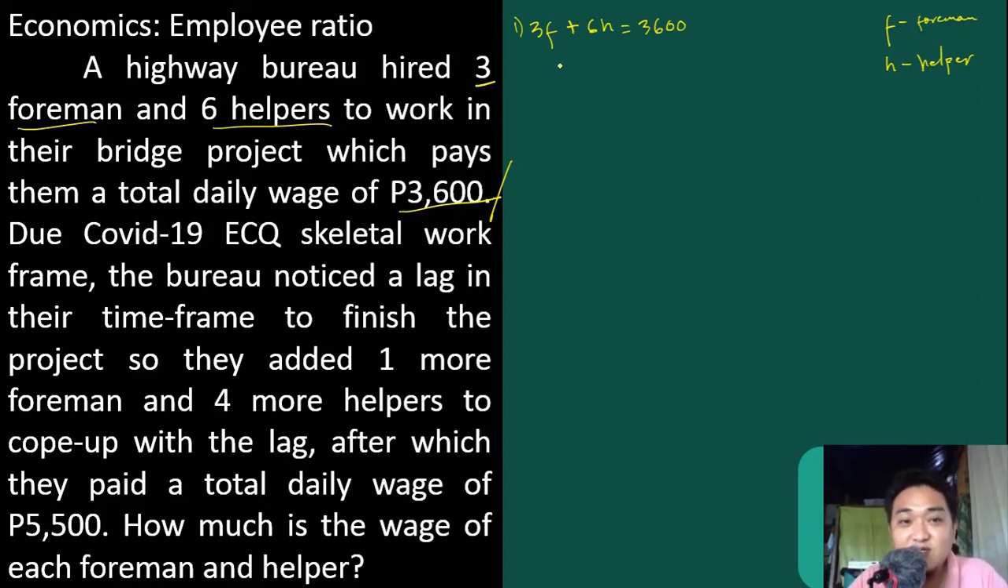So, nung nagkaroon daw ng COVID-19 at na-establish yung ECQ at nagkaroon ng skeletal work frame sa bureau nila, napansin nila na merong lag. Medyo nade-delay yung kanilang project, ganun po. Kasi skeletal, pinagtagpi-tagpi nila yung pagpasok ng trabahador. Hindi na pwedeng sabay-sabay 6 na helper tapos 3 foreman. Siguro ang ginawa nila, isang foreman bawat araw, schedule Monday to Friday, tapos yung 6 na helper, hinati nila sa tigdadalawa. Pwedeng ganun.